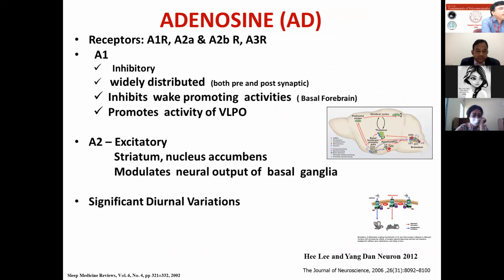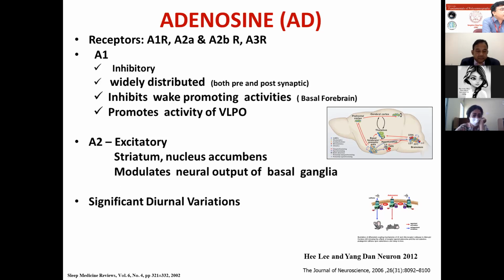Coming to adenosine, its predominant area of action is the basal forebrain, and it acts on various receptors, out of which A1 and A2 play a very important role as far as sleep is concerned. Importantly, adenosine regulates sleep by both inhibitory and excitatory activity. Inhibitory activity is driven by A1 receptors, and excitatory activity is driven by A2 receptors.